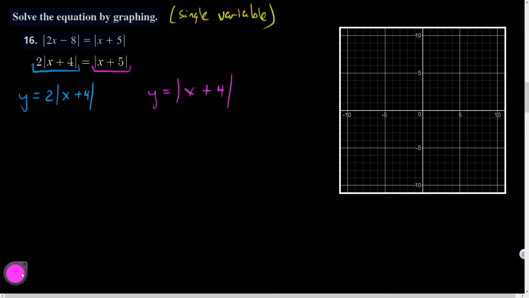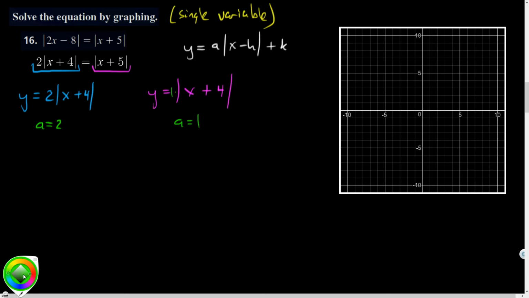Now, these are absolute value equations, and the form that I'm thinking of for absolute value is y equals a times the absolute value of x minus h, plus k, where a is going to determine the slopes of the sides of my absolute value V graph. H and k will represent the coordinates of the vertex. So looking at this, I can see that a for this first graph is 2, and a for this graph is an invisible 1 on the outside, right?